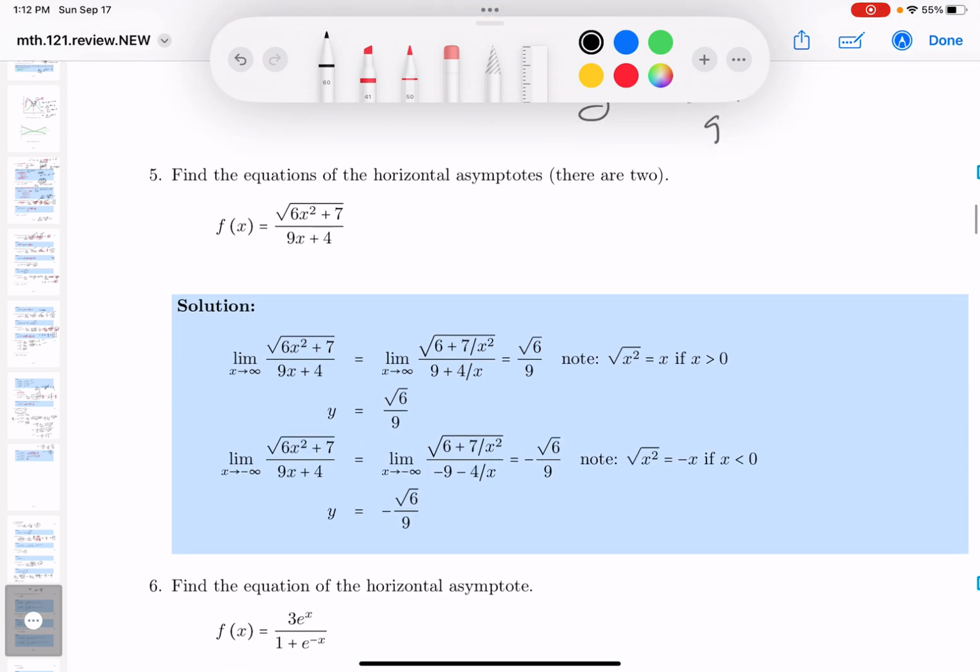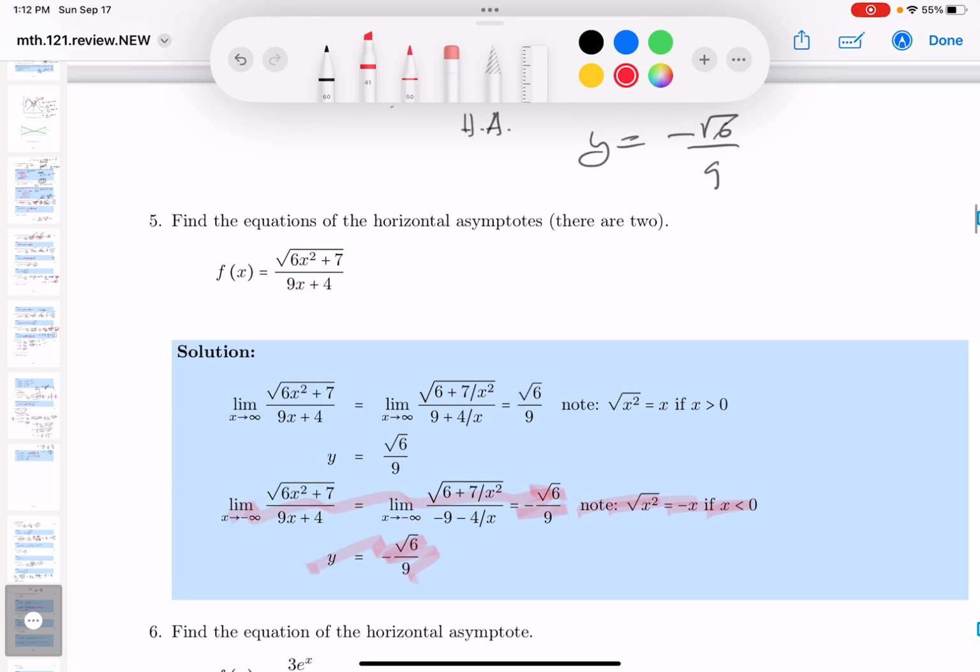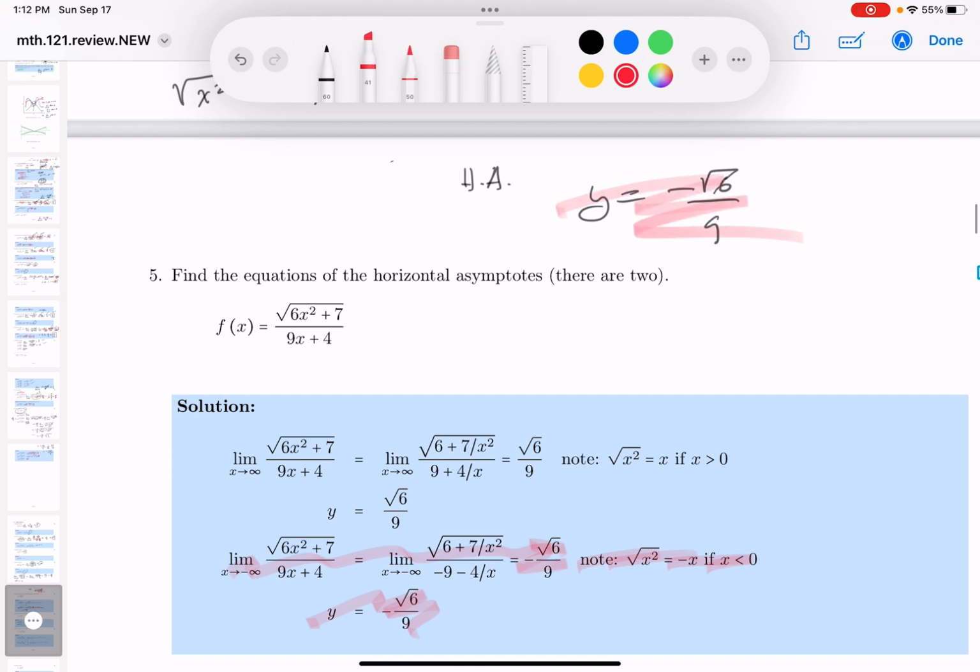All right, let's see if we did that in the key. This is the second part of it. And I said that note that this is equal to this, provided you're below 0. We're going towards minus infinity. And we got this over here. We got another horizontal asymptote, minus root 6 over 9. We're good to go to the next question.